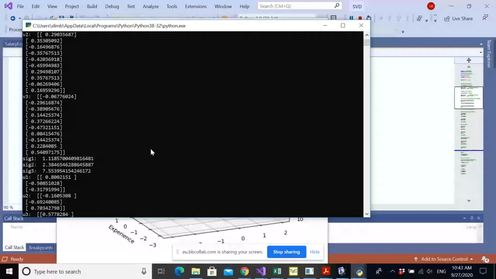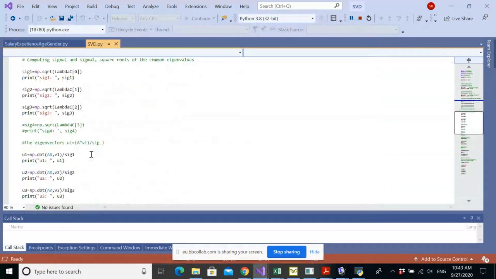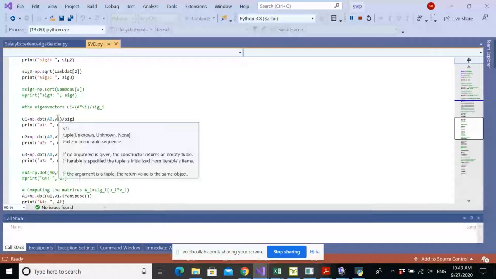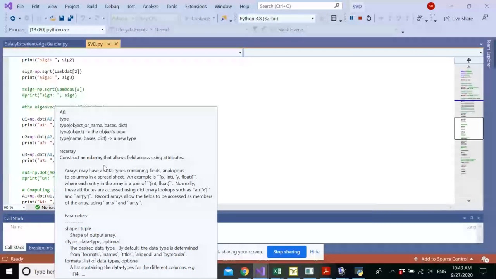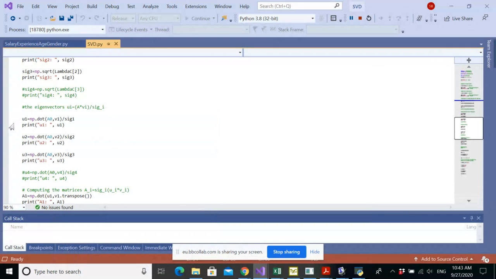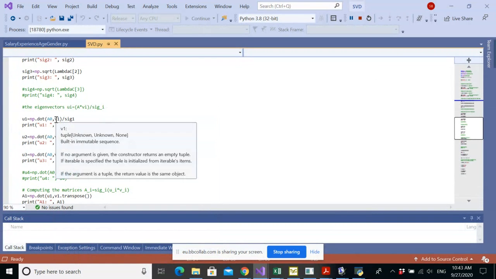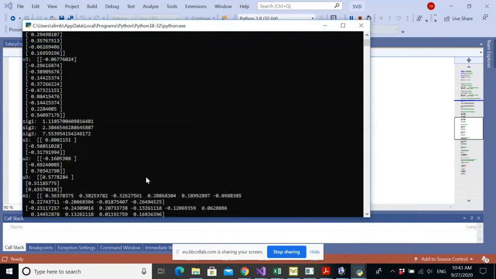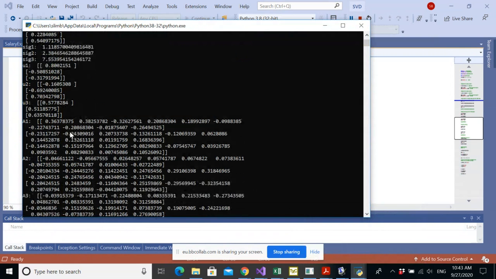And I computed each one of the vectors U1, U2, and U3 using the V1, V2, and V3 obtained, using the formulation that every vector Ui is equal to A times Vi divided by sigma i. Once I did that, I was able to obtain the 3 estimating matrices A1, A2, and A3, which are here.